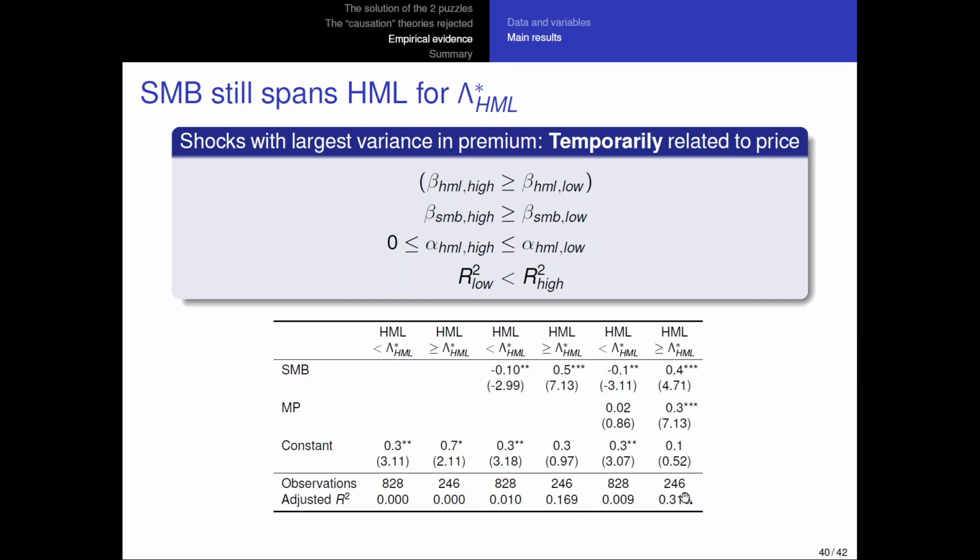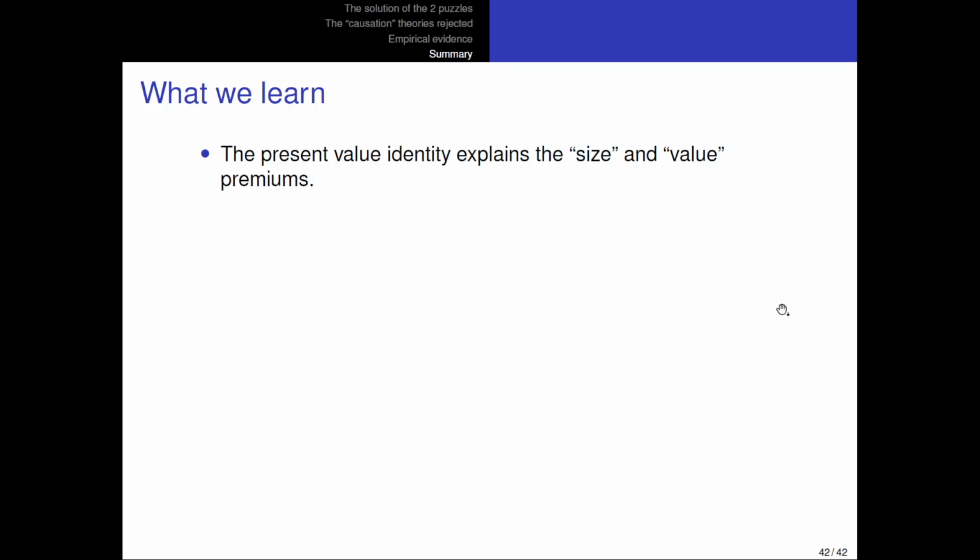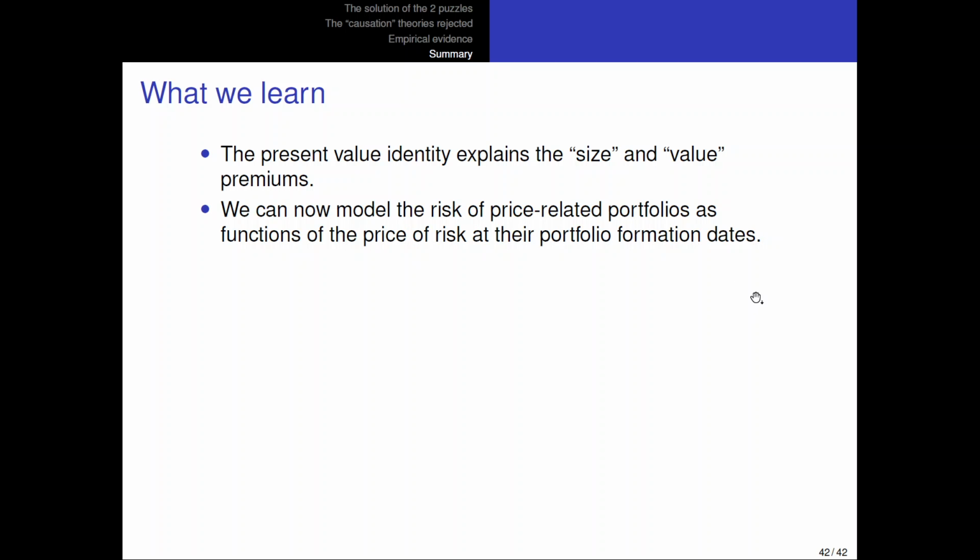The factor structure, it's everything. Everything again is the same here, right? Qualitatively the same as before. All right. So in summary, what have we learned in this paper? Well, we first learned that the present value identity actually explains the size and the value premium, right? So it's just the present value identity.